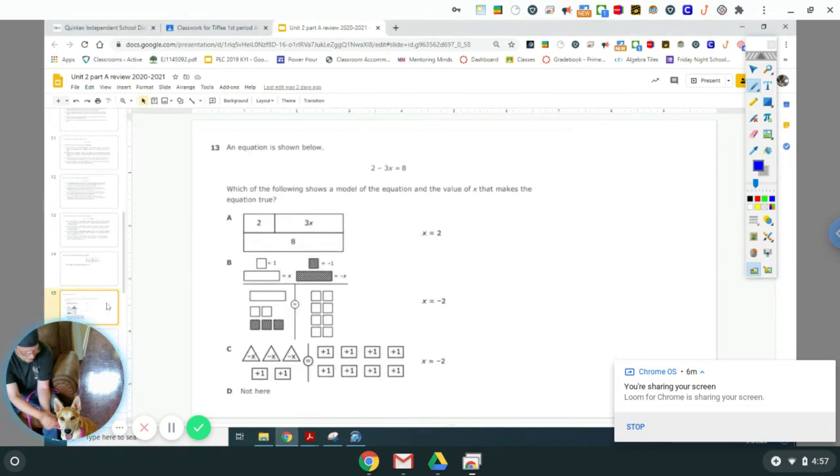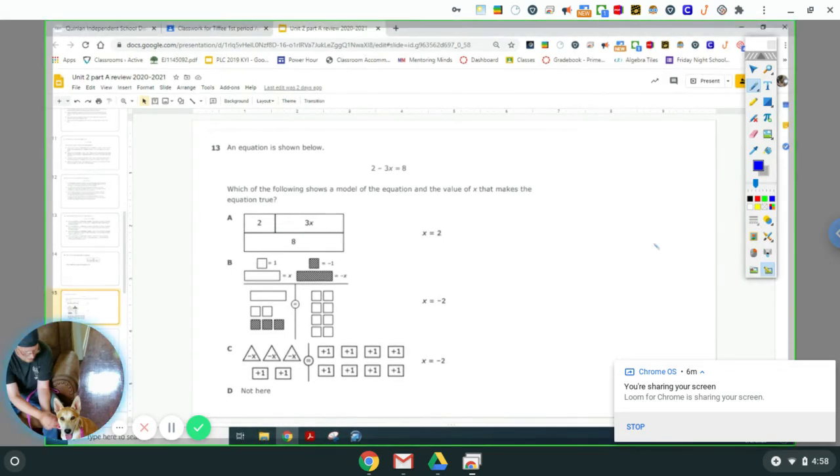All right, number 13. An equation is shown below. 2 minus 3x is equal to 8. Which of the following represents the model and the value of x? Okay. So A cannot be the answer because that's not subtracting the 3x. So A is not a possible solution. Neither is B. The reason why is because this represents x's, and that's only one positive x when you should have 3 negative x's, so that's not possible.